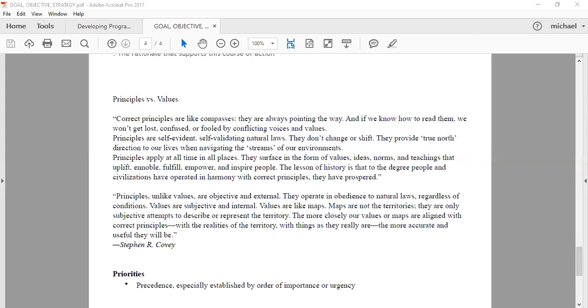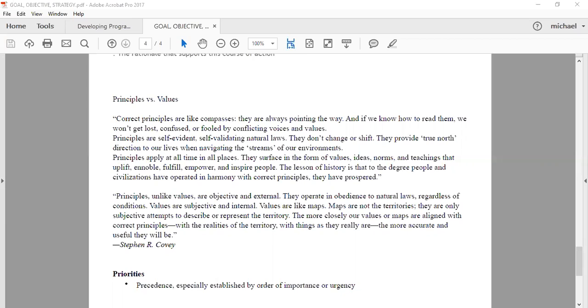Okay. Principles, unlike values, are objective and external. They operate in obedience to natural laws, regardless of conditions. Values are subjective and internal. Values are like maps. Maps are not the territories. They are only subjective attempts to describe or represent the territory. The more closely our values or maps are aligned with correct principles, with the realities of the territory, with things as they really are, the more accurate and useful they will be.